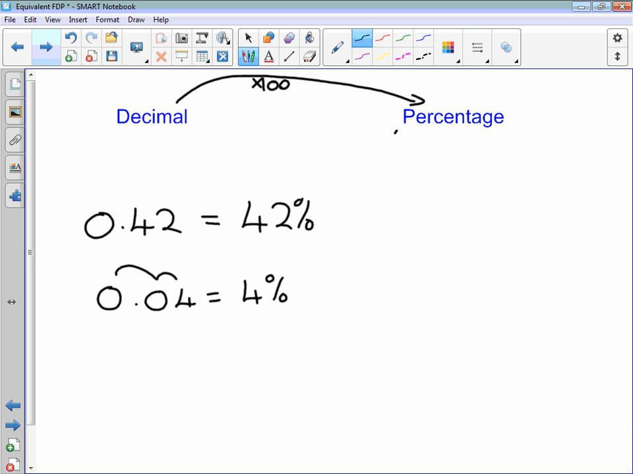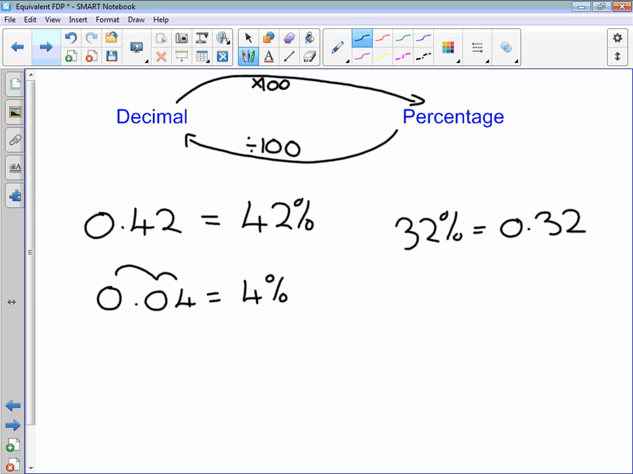To change a percentage to a decimal, we do the opposite. I need to divide by 100. So if I've got 32%, that gives me 0.32 as a decimal. And if I do 7%, I've got to move back 2 spaces, dividing by 100. So that's 0.07.